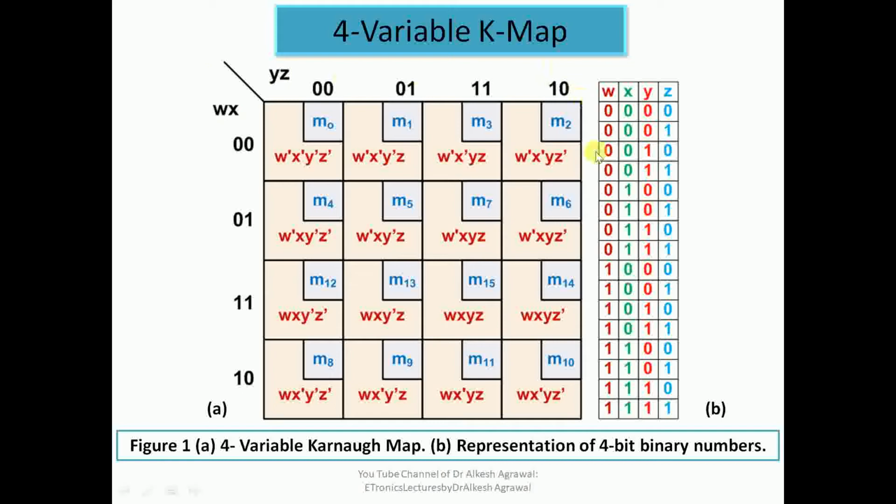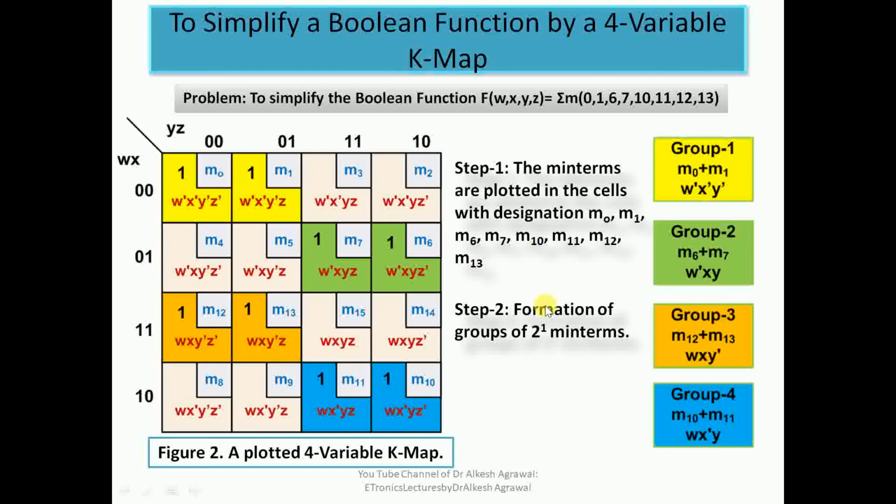So this is the structure of a 4 variable K map starting from M0 and it ends at M15. So we have 0, 1, 2, 3, 4, 5, 6 and 7, then 8, 9, 10, 11 and 12, 13, 14 and 15. Now let us take some examples to understand how we can use these 4 variable K map to reduce a Boolean function.